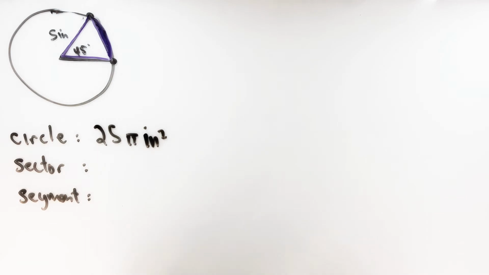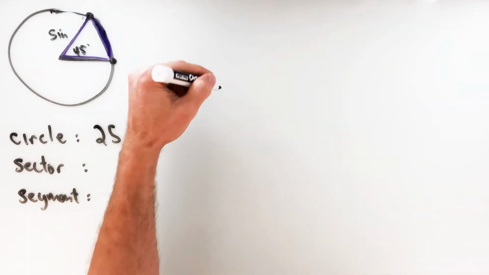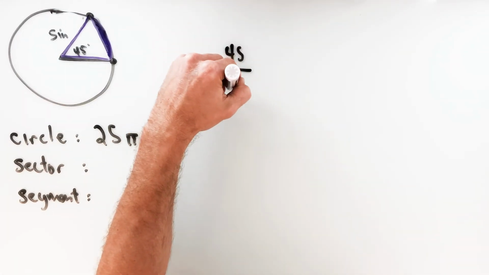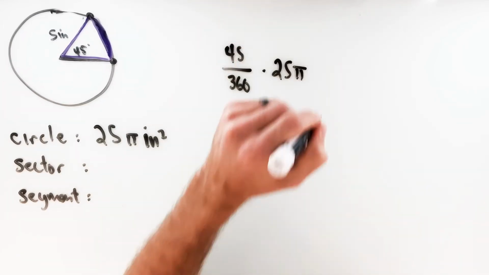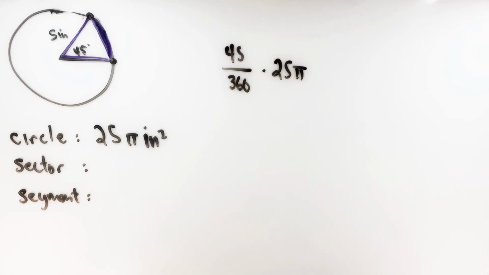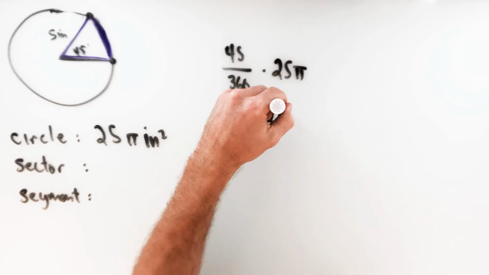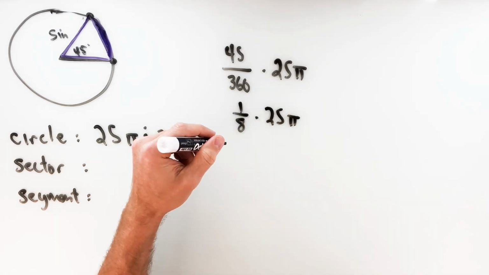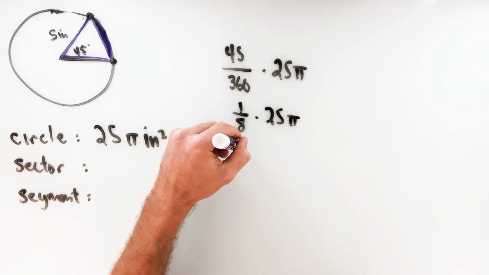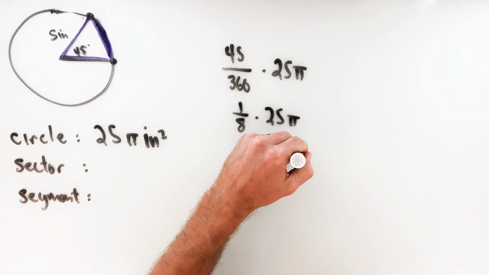The area of the sector is a portion or a fraction of that circle. What fraction would it be? In this case, my central angle is 45. So I take 45 over 360 times the area of the whole circle, 25 pi, we just found that. 45 over 360 does reduce down to 1/8. So that sector is 1/8 of the area of the whole circle. And 1/8 of 25 is 3 1/8. 3 1/8 pi inches squared.